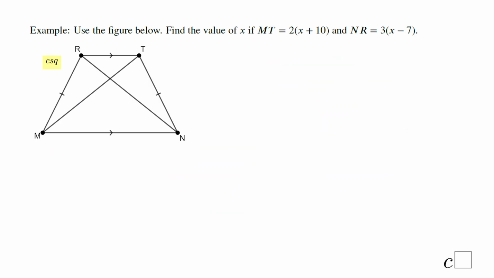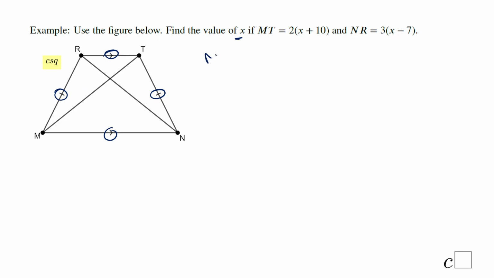Let's see what's going on in the next example, where we have a trapezoid. We can see that here, and is an isosceles trapezoid. That is important. And now we need to find the value of x if we have these two expression for MT, which is a diagonal of this isosceles trapezoid, and NR, which is the other diagonal of this isosceles trapezoid. So let me put that here first of all.